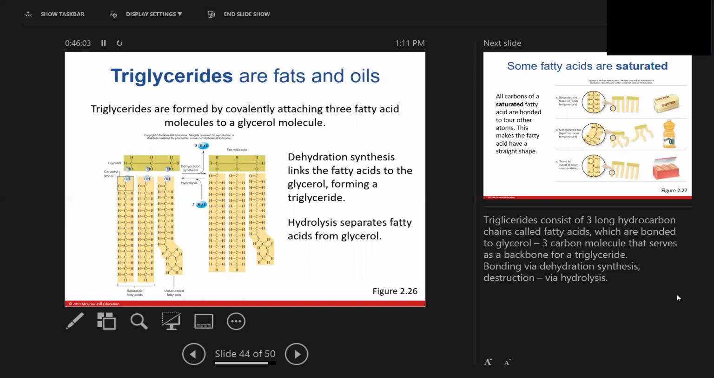Now, speaking more specifically about triglycerides, they're formed by covalently attaching three fatty acid molecules to a glycerol molecule. That's where I said that it was kind of like a monomer, but it's not a true one. You have these long chains getting bound together. Triglycerides. And again, you use dehydration synthesis to link all these things together, and hydrolysis to break them apart. So it's very similar, but not quite the same.